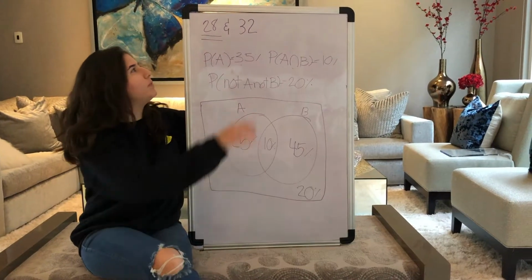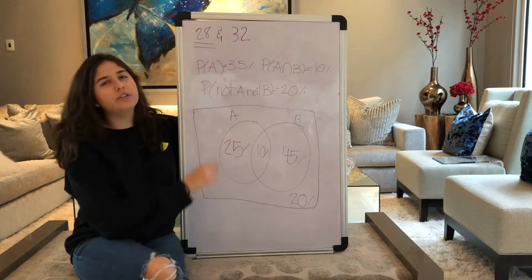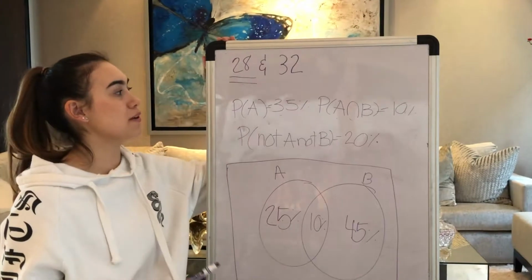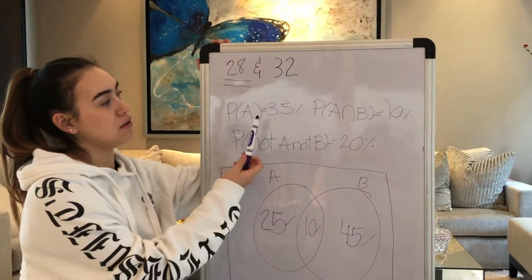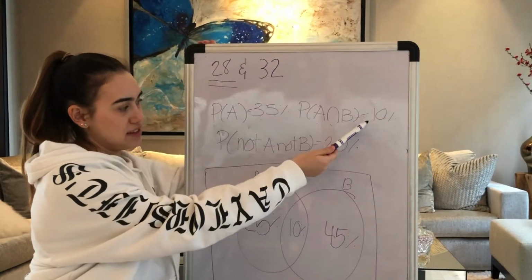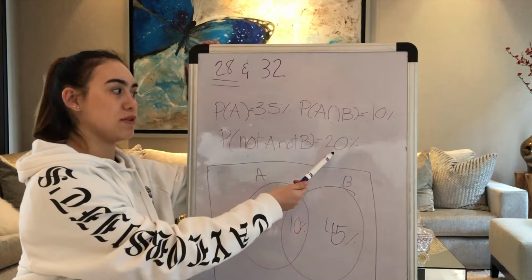In this project we're going to do problems 28 and 32 from the first partial lab. First, we're going to write all the information in here. The information we have is that the probability of A is 35%. The probability of A and B is 10%. And the probability of not A and not B is 20%.